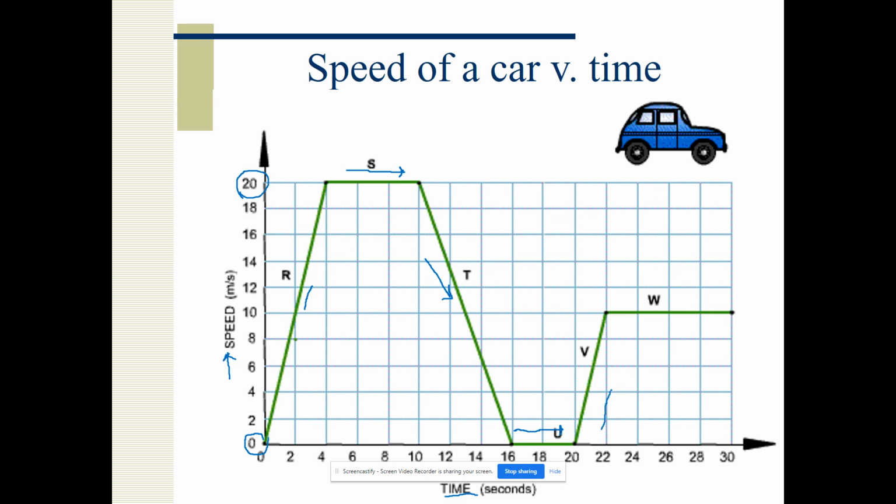Here at V, we got another increase in velocity, which is an acceleration in the positive direction. And for W, another flat line, which means that the velocity is not changing. There is zero acceleration, and the velocity here is 10 meters per second.